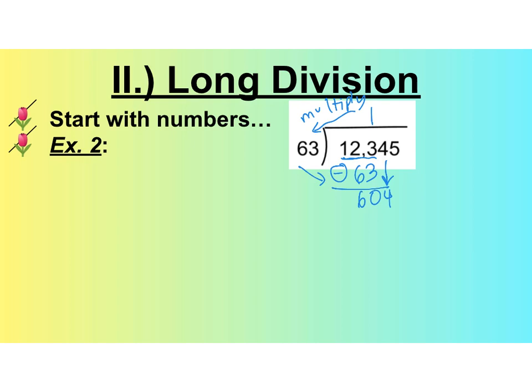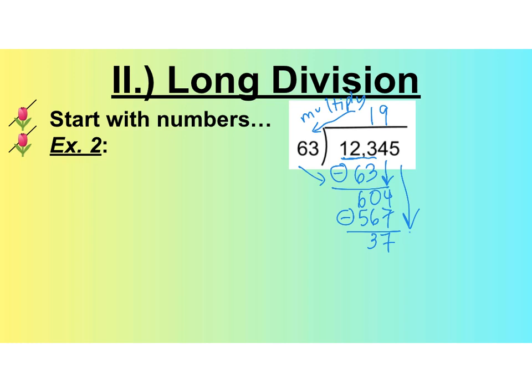Well, 10 would be too big, so I'm going to try 9, and I'm lining that right up above the 4. I multiply diagonally down, so 9 times 3 is 27. Carry the 2, 54, add 2, we get 56. A new subtraction problem here, and when I subtract, I get 37. Another self-check: that is smaller than the 63.